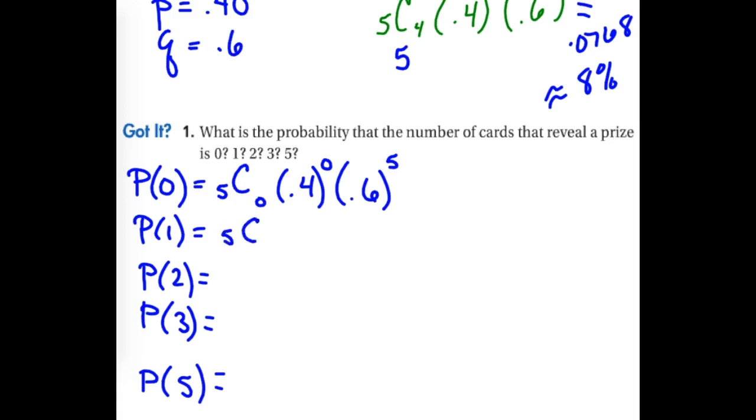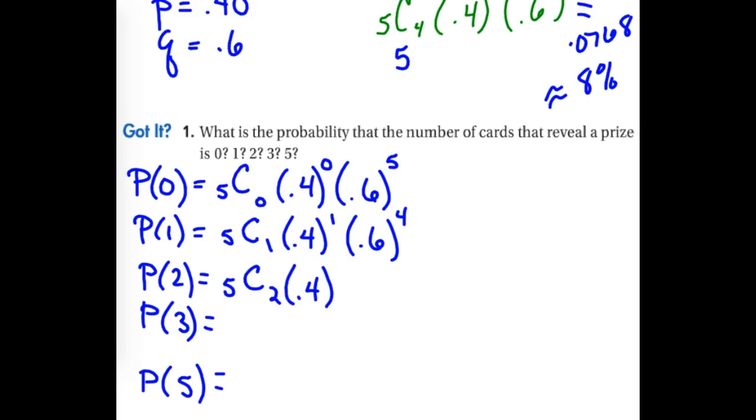All right, so the probability that one card is a success, that gets me a prize, would be 5C. How many successes do we want? 5C1, and then 0.4 to the first power. I want 1 success. And how many failures do I need? 4. Yes? Okay. If I want 2 successes, now it's going to be 5C2, and then 0.4 to the, how many successes do I want? 2, and 0.6 to the third. Yes? 2 successes, 3 failures.